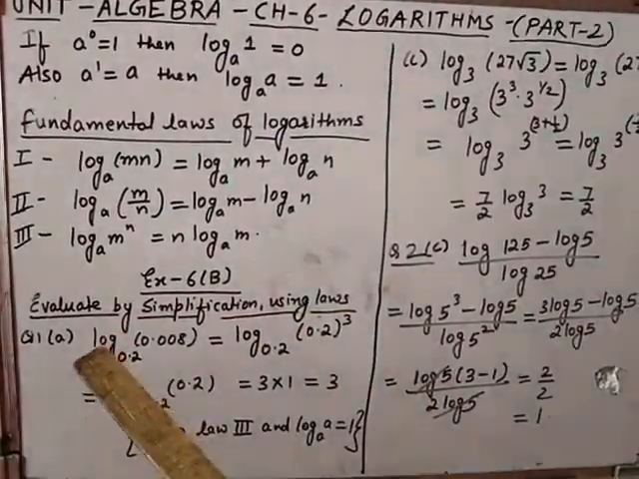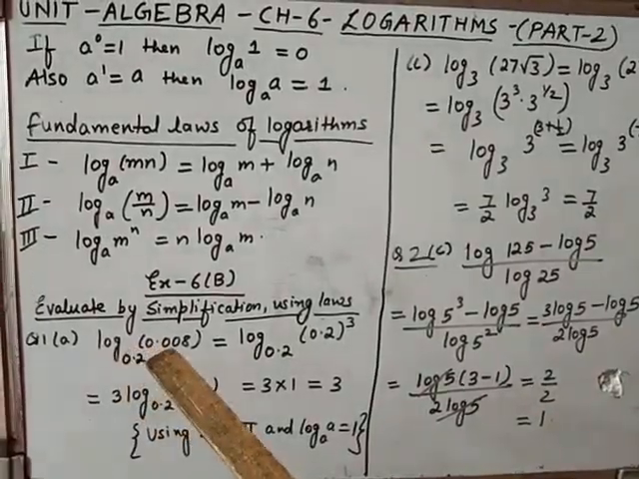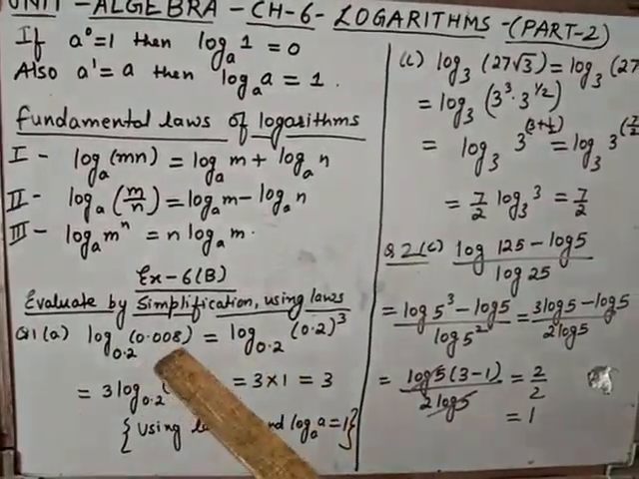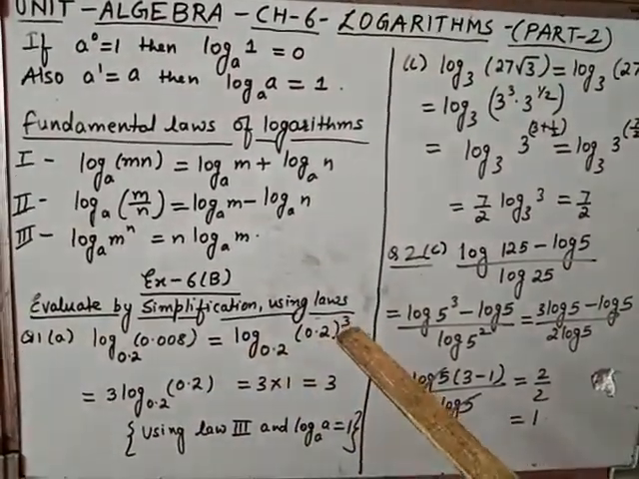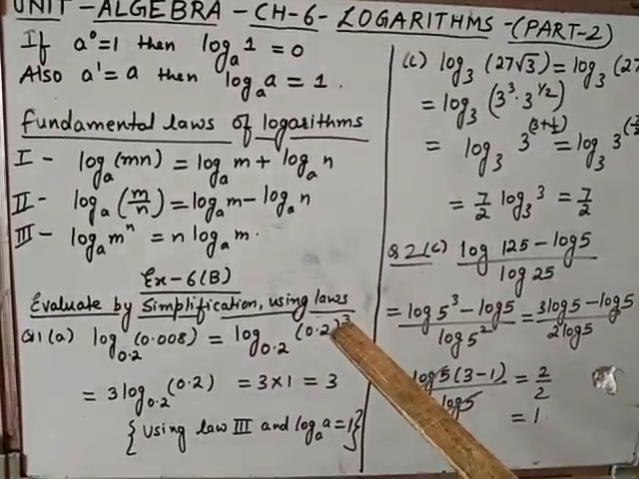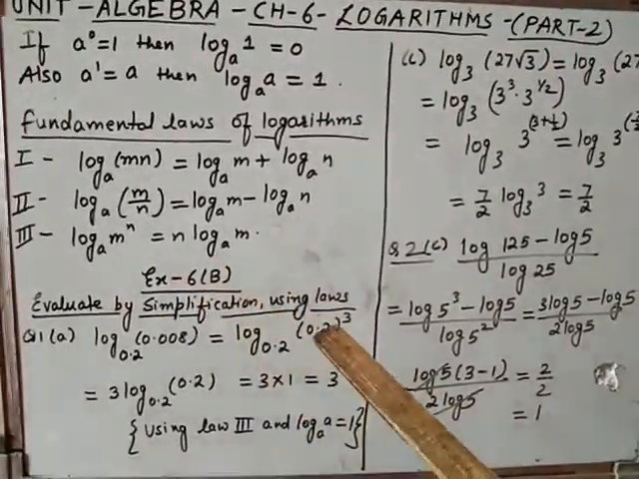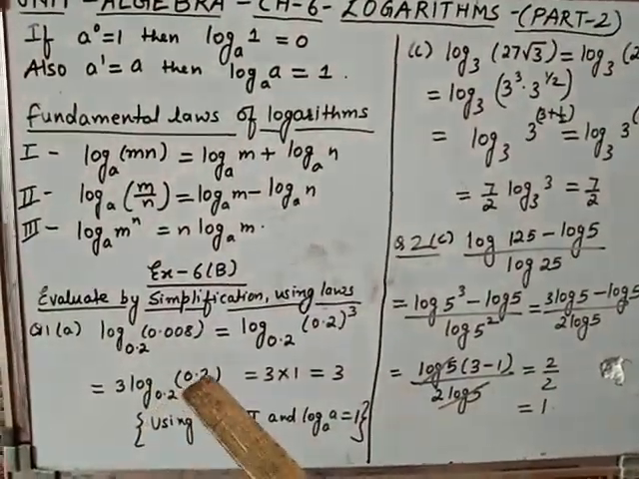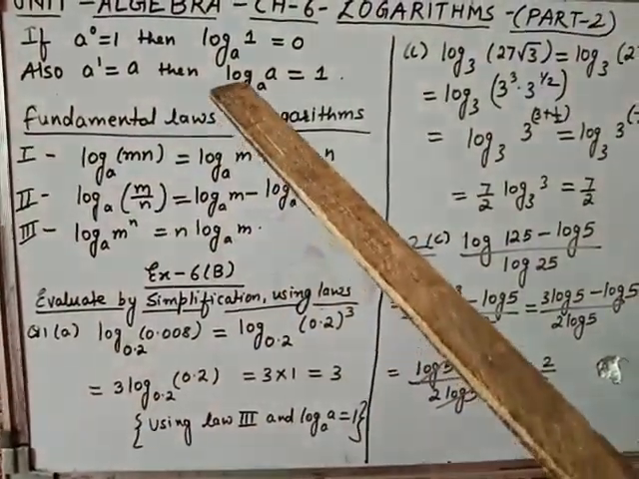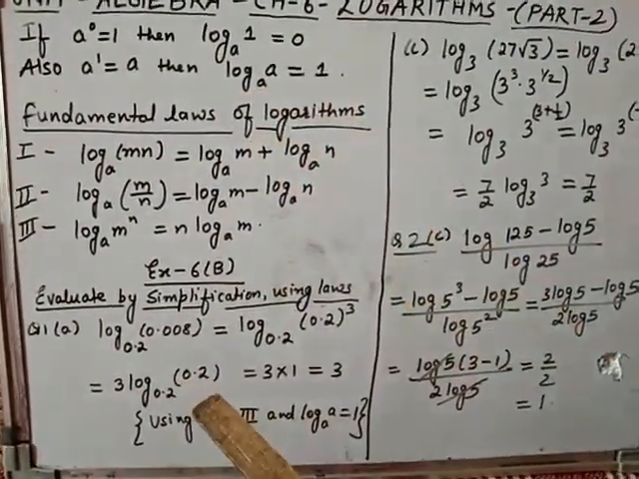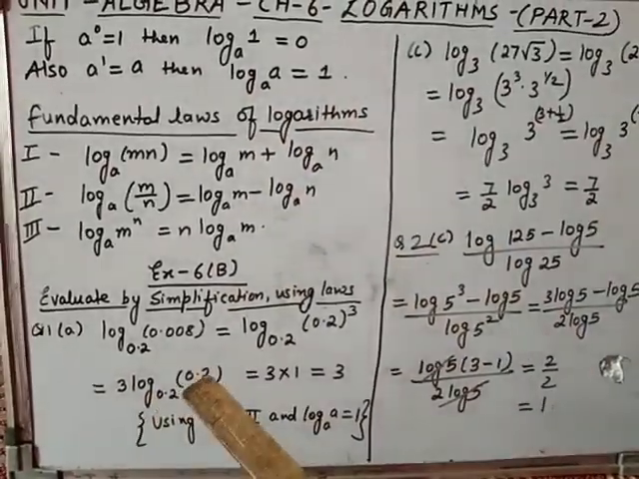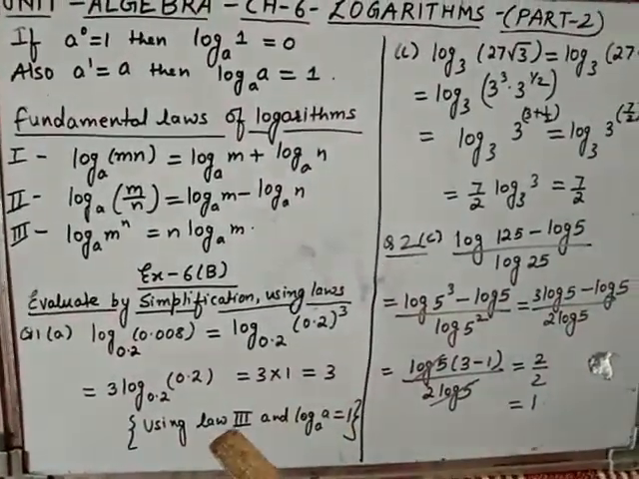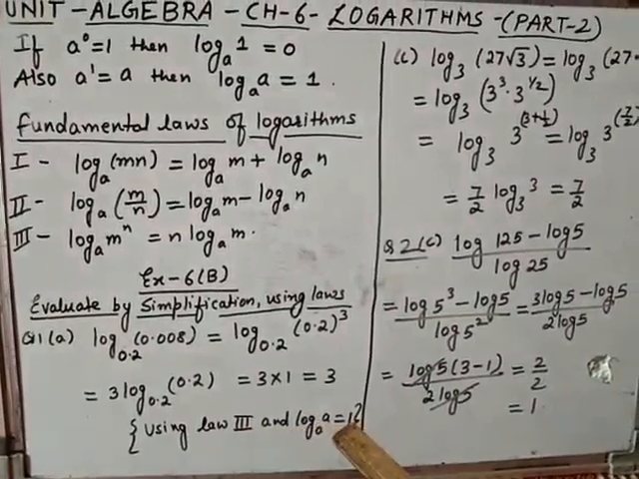Question number 1a, log to the base 0.2 of 0.008. It is written as log to the base 0.2, 0.008 is written as 0.2 cube. Now from law number 3, this power comes in front. So 3 log to the base 0.2 of 0.2, and here we have seen that log to the base a of a equal to 1. So by using this, log to the base 0.2 of 0.2 is 1. So 3 into 1 equal to 3. So here we have used law number 3 and log to the base a of a equal to 1.